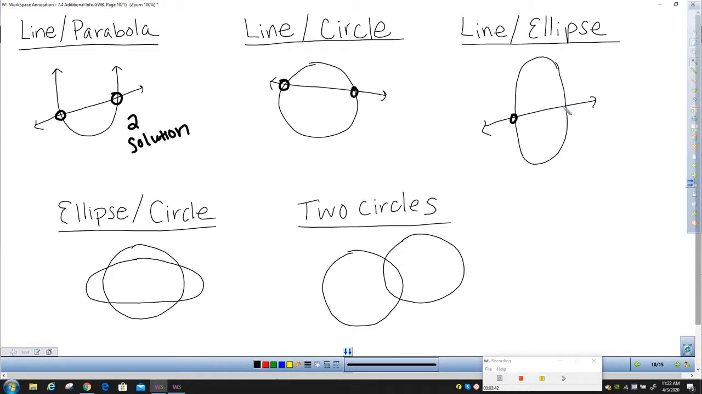A line could intersect with an ellipse. I like this shape down here. This kind of reminds me of like Saturn, the planet. There's a circle and an ellipse crossing through it, so there's actually 4 intersection points. So we're going to see some problems today that have more than 2 solutions. This one has 4. A circle and a circle would mean 2 solutions, and so on. So those are just some different possibilities of what we're going to be looking at in our nonlinear systems today.